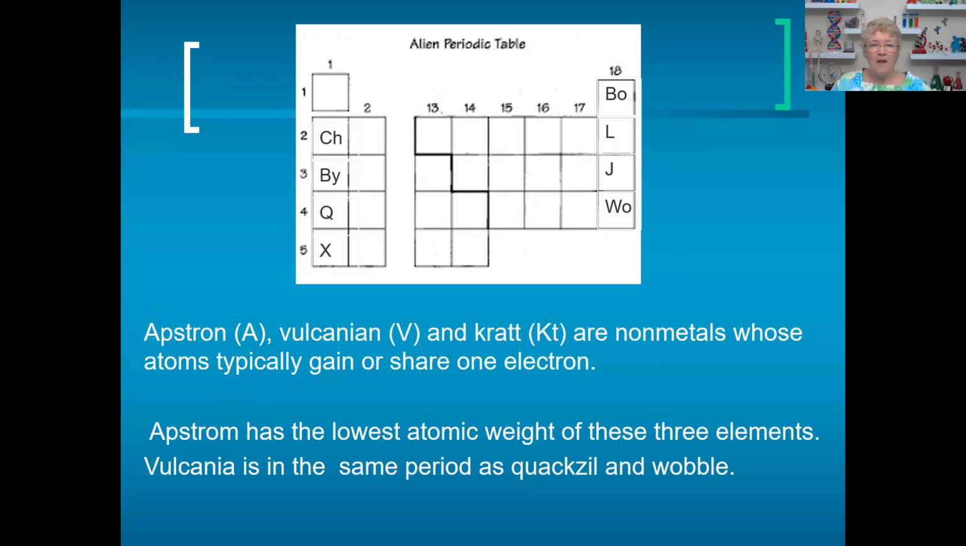So which family are they in? Yeah, they're the halogens. They're going to be this one right here. So we're looking to fill the spaces of Apstrom, Vulcanian, and Krat. Of those 3, Apstrom has the lowest atomic weight of these 3 elements. So where should it go? So let's do group first and then family, or sorry, period next. Yeah, it's going to go on the top. Apstrom is going to go right there on the top. What about Vulcanian? Vulcanian is going to go on the bottom. Yep. And then we are left with Krat right in the middle.